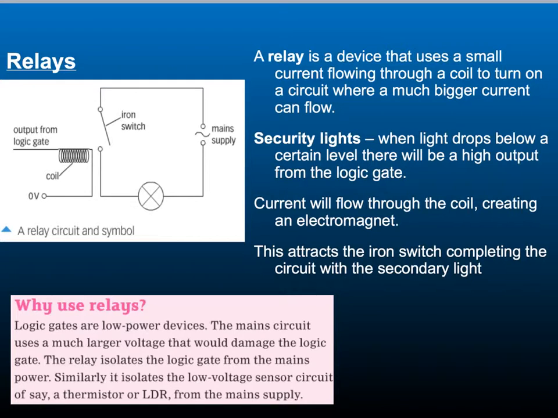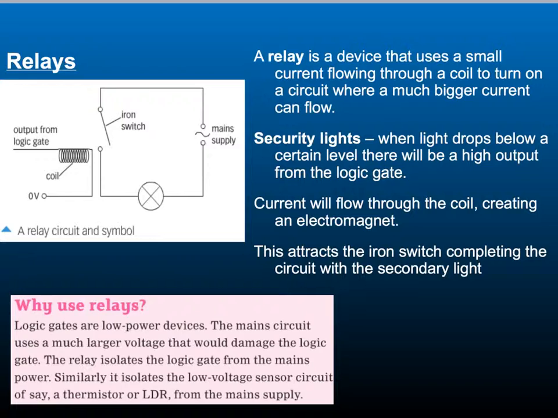This diagram shows a relay circuit. A relay is a device that uses a small current flowing through a coil to switch on a current where there is a much bigger current flowing. These are used where there is an output from a logic gate that is used to switch something on. For example, an LDR may be used to switch security lights on when the light level drops below a certain level.